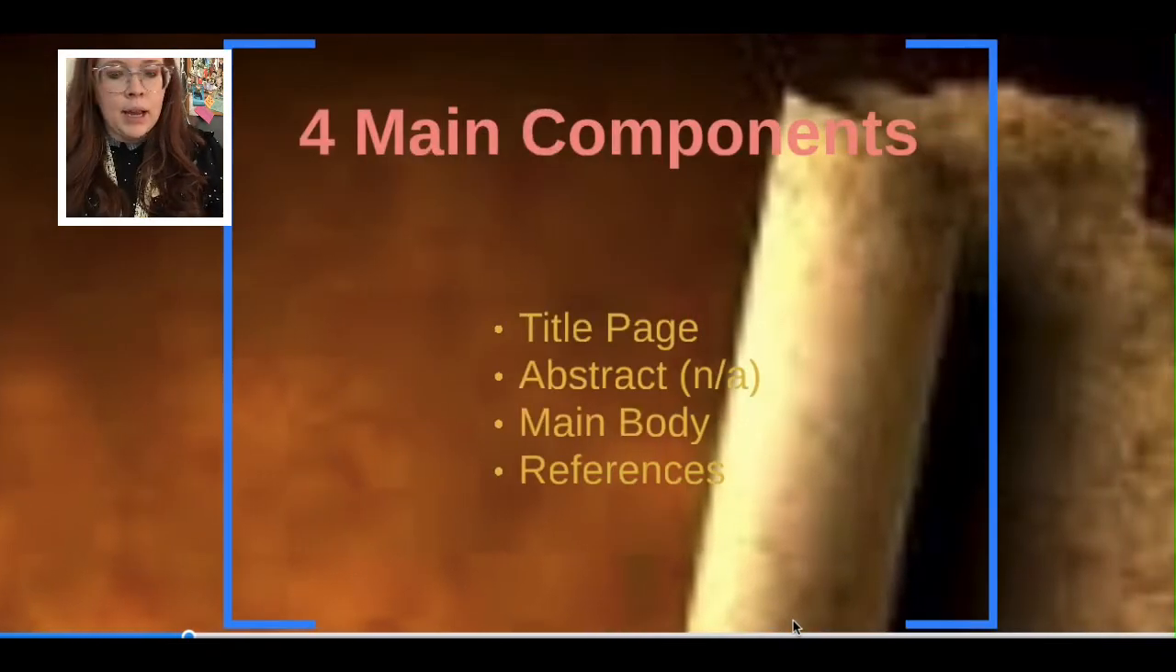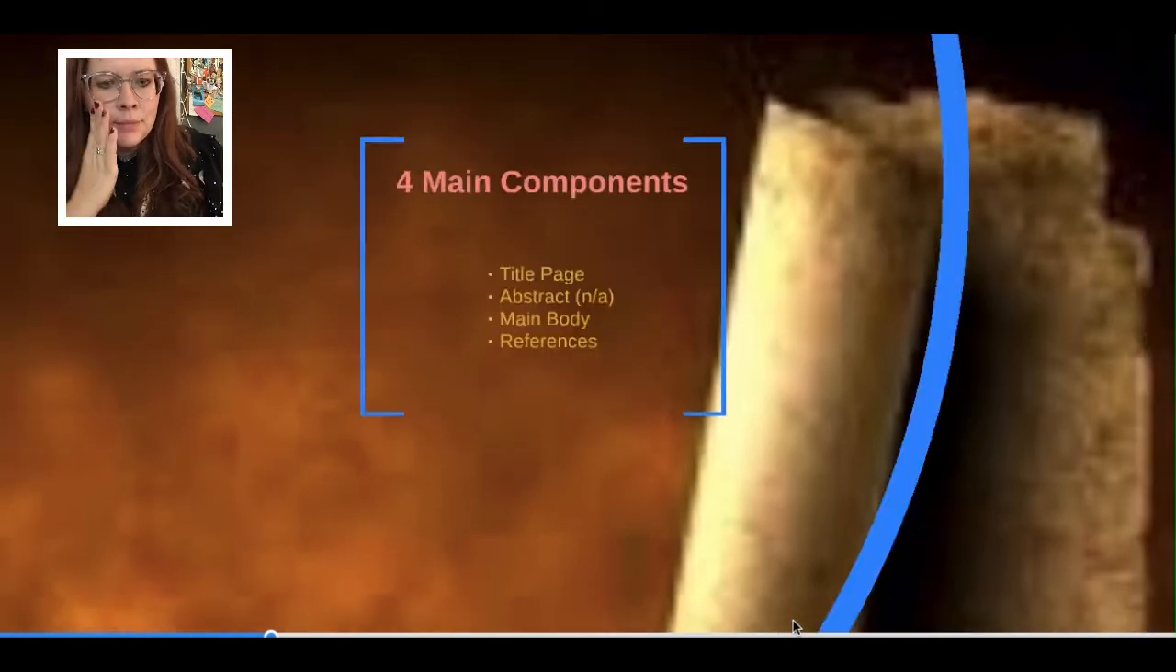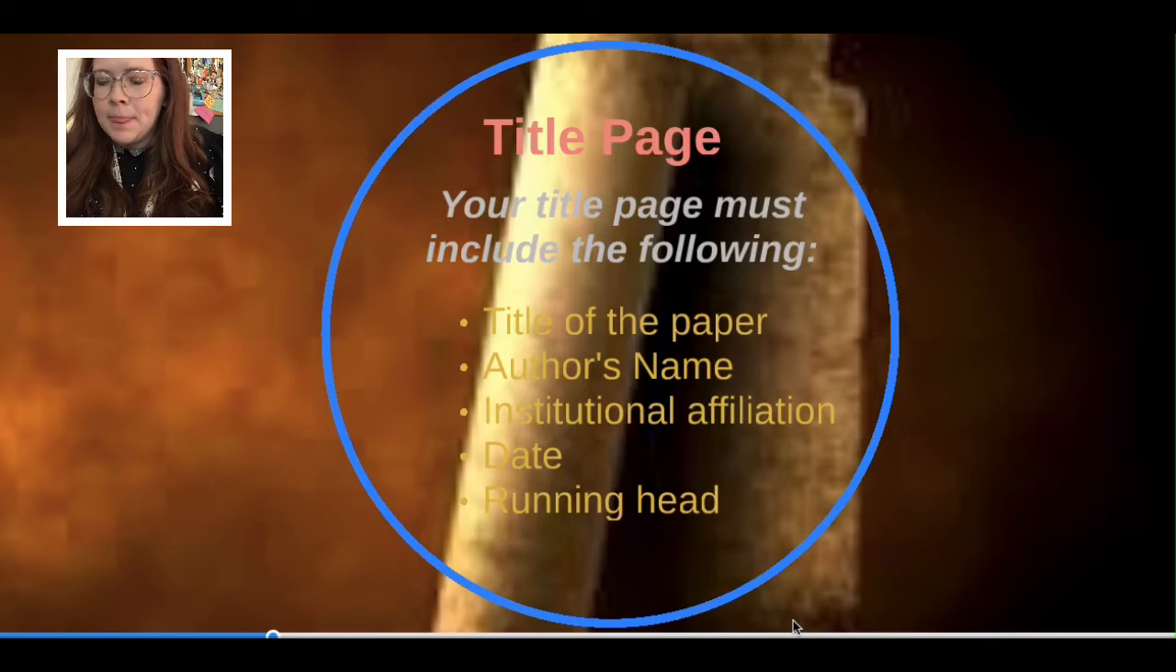Okay, next thing. Usually scientific research papers have 4 main components. They have a title page. Sometimes they'll have an abstract, which is kind of like a summary of the article. There will be a main body, and then you'll have a reference page at the end. So we're gonna go through what that looks like.